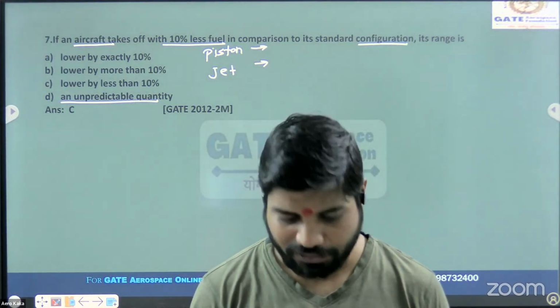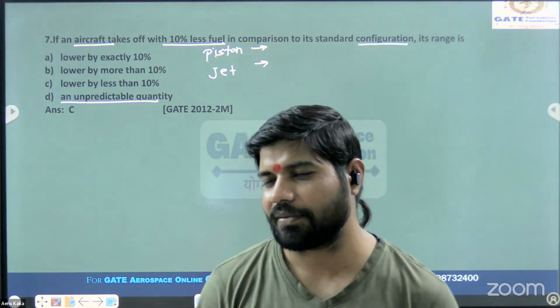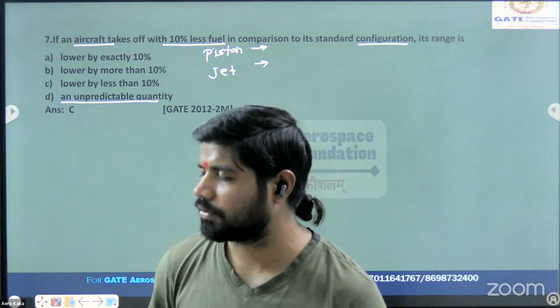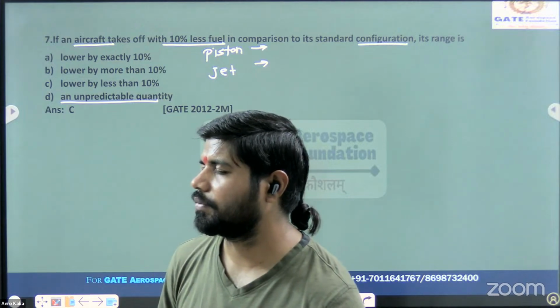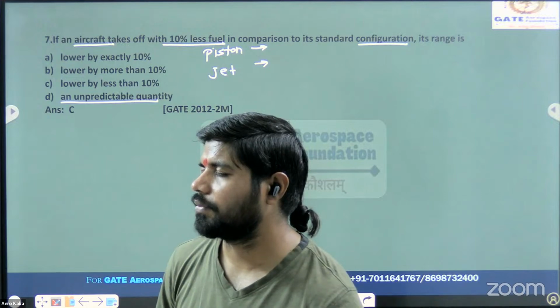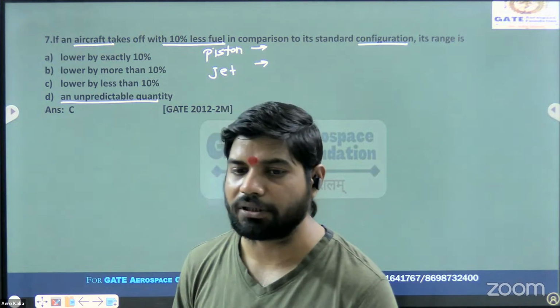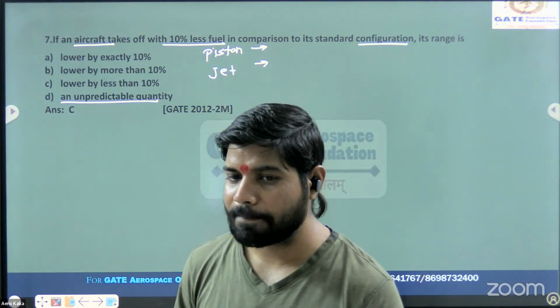Remembering the formula is also important. So, eta prop by C into CL by CD, ln W naught by W1. For a piston, or you can say for a propeller-based aircraft. But what is the range formula for the jet engine aircraft?